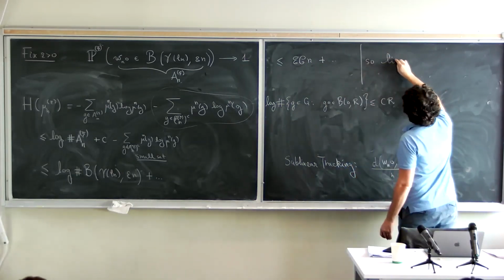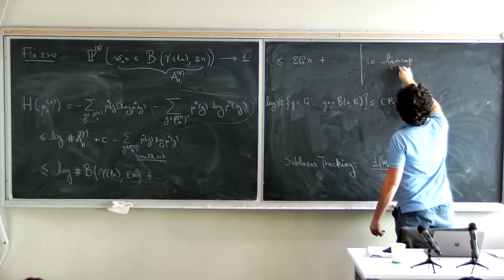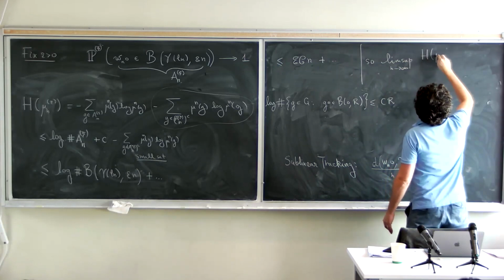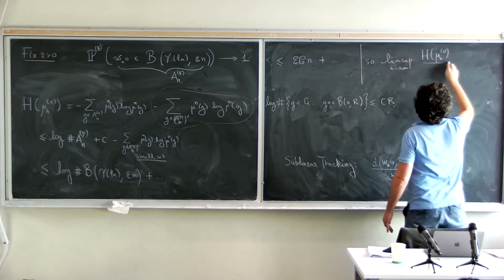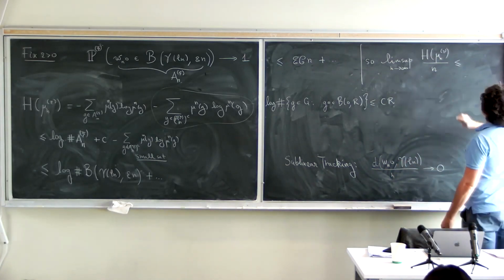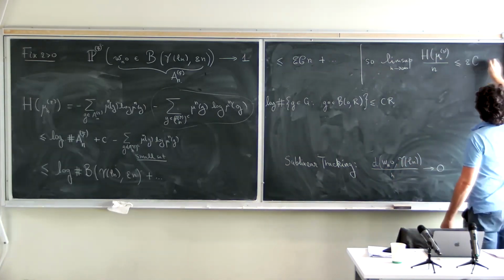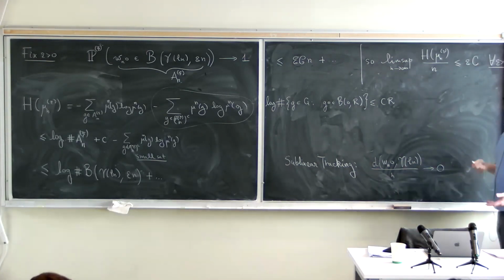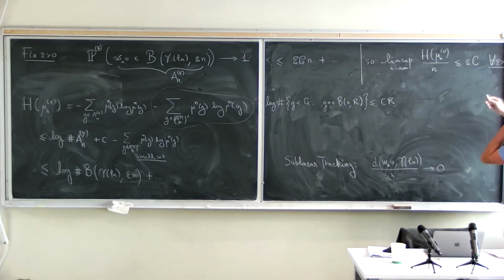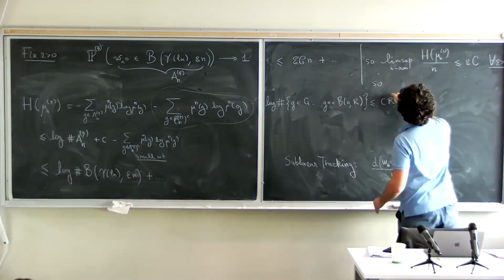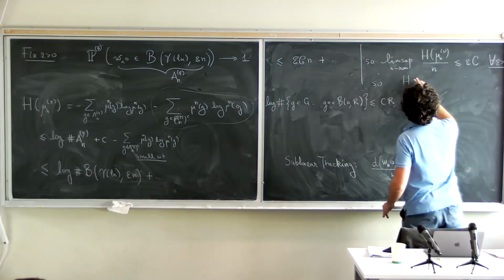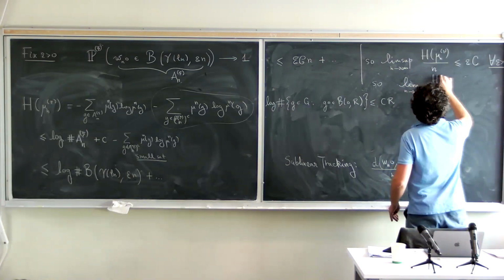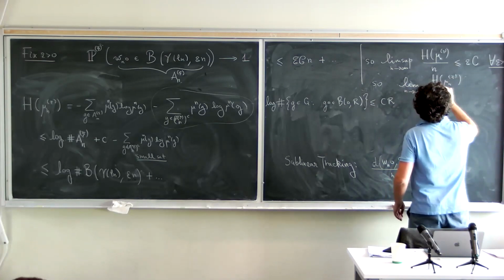So the limsup as n goes to infinity of h of mu n psi divided by n is less or equal than epsilon C for every epsilon. And so of course it has to be 0. So the limit, in the end, as n goes to infinity of this divided by n is 0.